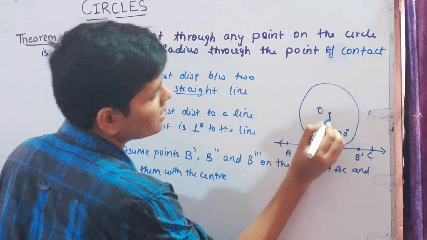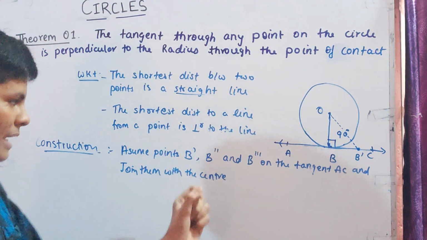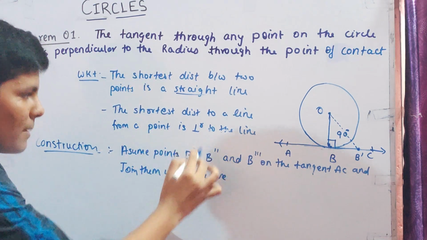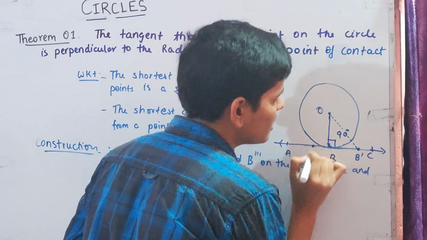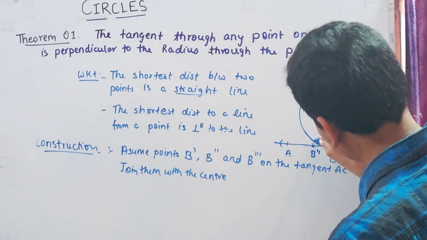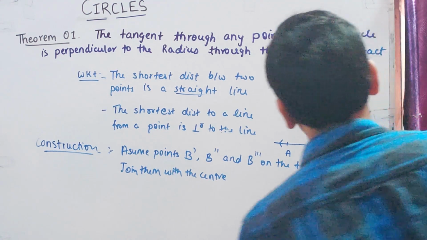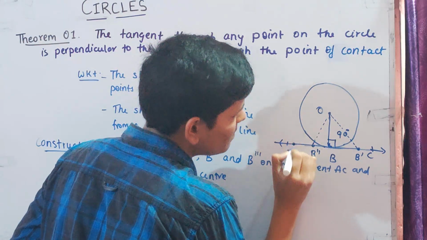Let us just do a dotted joining. Now they are telling us to assume another point, B double dash. Let us assume it somewhere else, over here. B double dash. Let me join them. And then one more point is B triple dash. Let us assume B triple dash is over here.